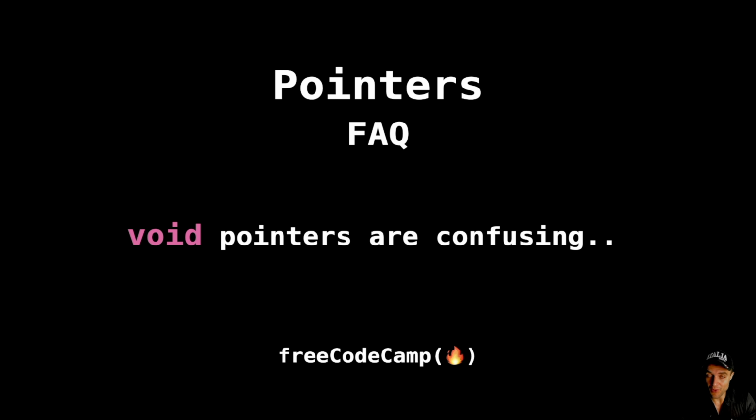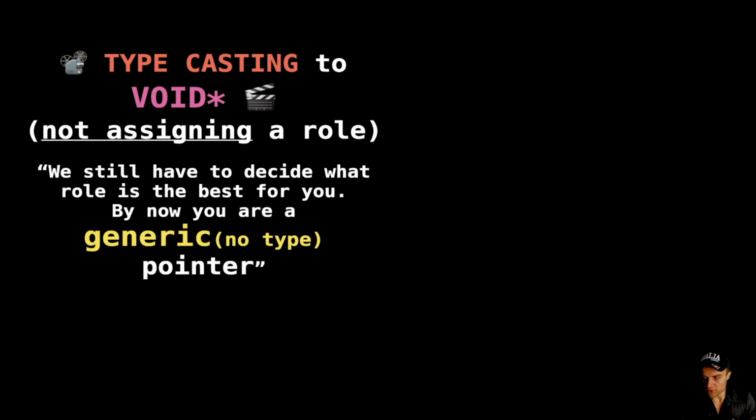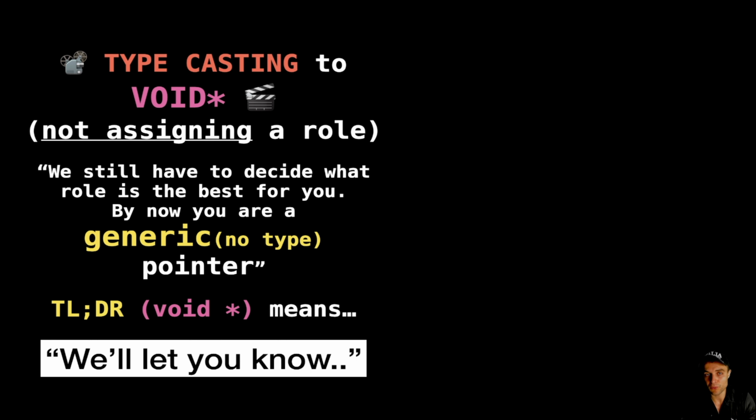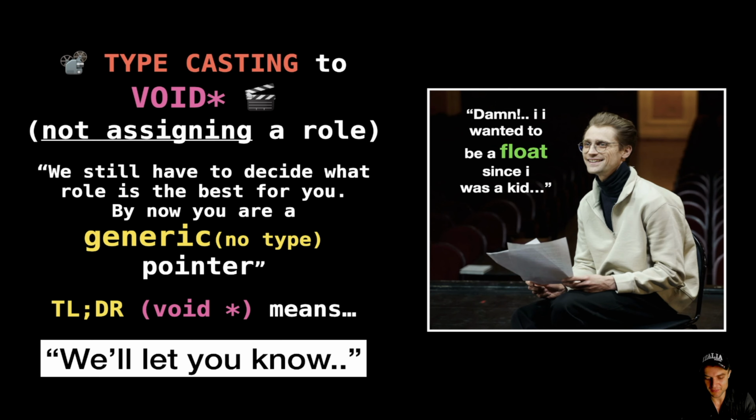Other question, void pointers are confusing. Let's dig a little bit. When I say that a pointer is a void pointer, what am I really saying? Well, I'm not assigning, if you want, a role to my pointer. I still don't know which is the best fit for this specific pointer. So we can say that void is a generic pointer. You should definitely change the word void to generic in your mind. When you see void, just keep in mind that this is a generic pointer. So TLDR, void star, void pointer means we will let you know, right? That's what happens with actors when we don't know which is the best role for them. You can keep this parallel in your mind, it's pretty useful.